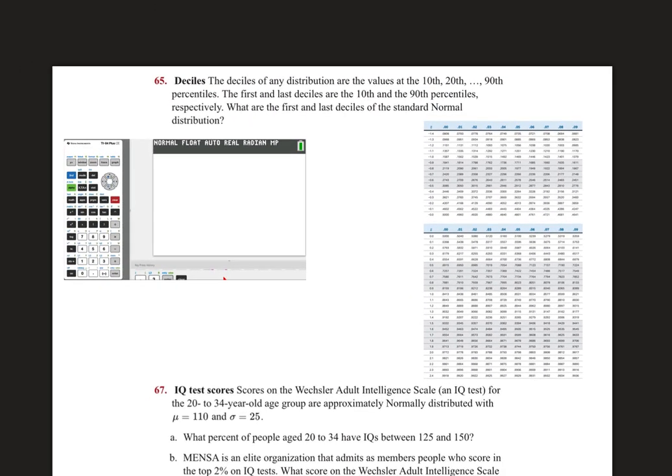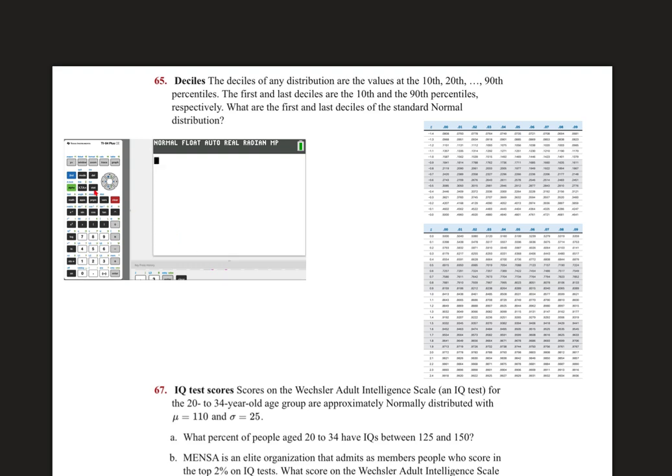Okay, so for 65, they talk about something called deciles. Quartiles split up the distributions into chunks of 25%, and deciles split it up into chunks of 10%. So deciles of any distribution are the values at the 10th, 20th, and so on up until the 90th percentiles. The first and last deciles are the 10th and 90th percentiles respectively. And what are the first and last deciles in the standard normal distribution? Okay, so we're in the standard normal distribution. We're looking for z-scores.